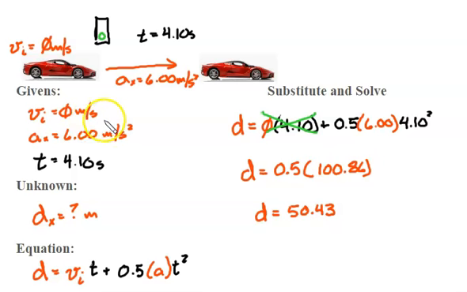That doesn't count as significant figures. This has 3 sig figs. This has 3 sig figs. My answer is going to have 3 sig figs. So I can go 50.4 meters.